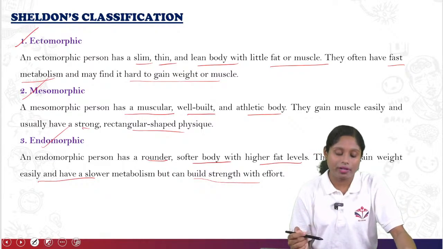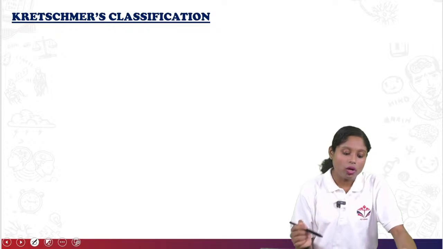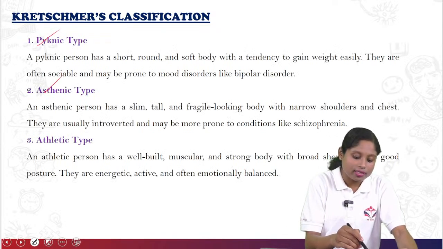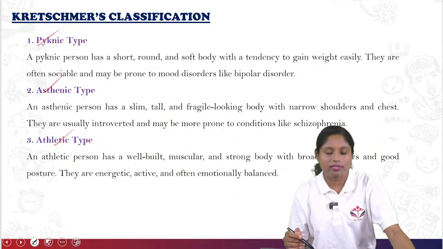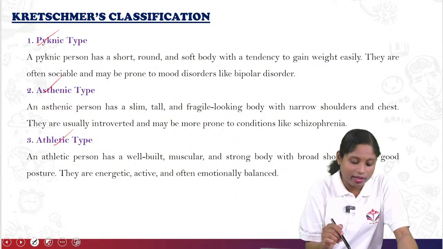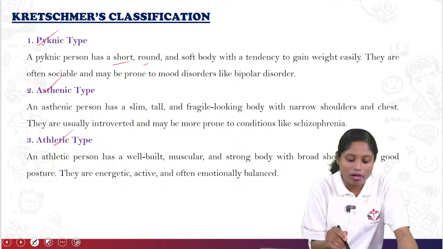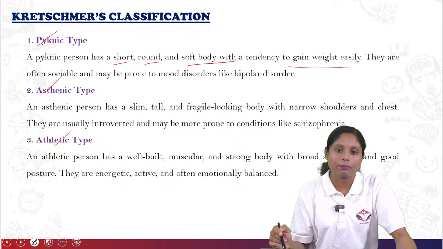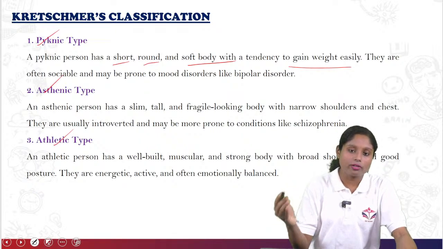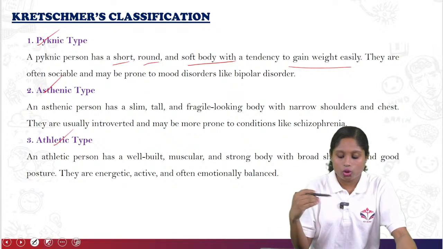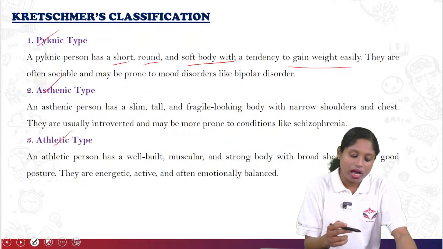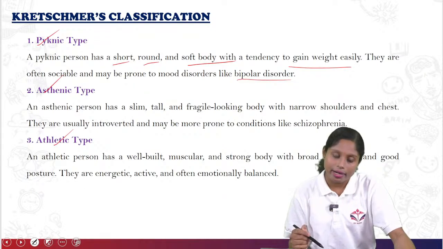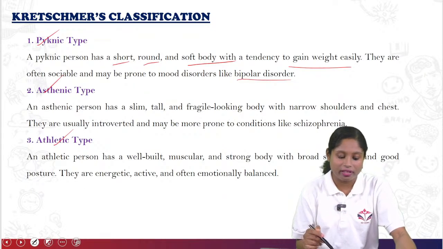I hope everyone understood. So coming to Kretschmer's classification, it is pycnic, asthenic and athletic. Let's discuss one by one. What is pycnic? A pycnic person has a short, round and soft body with a tendency to gain weight easily. They are often sociable and may be prone to mood disorders like bipolar disorder. So that kind of person is pycnic type.